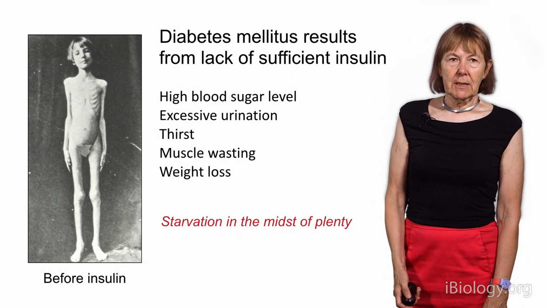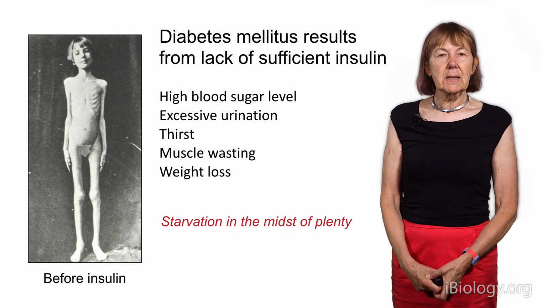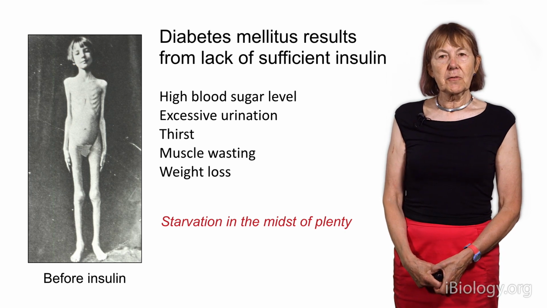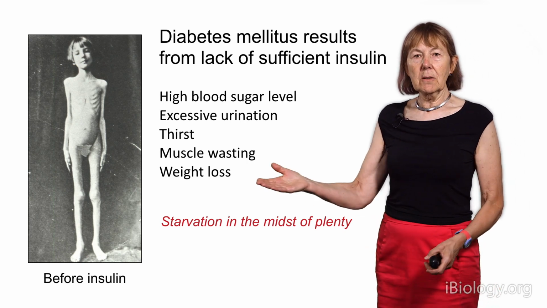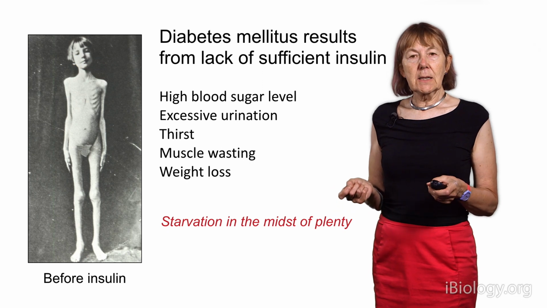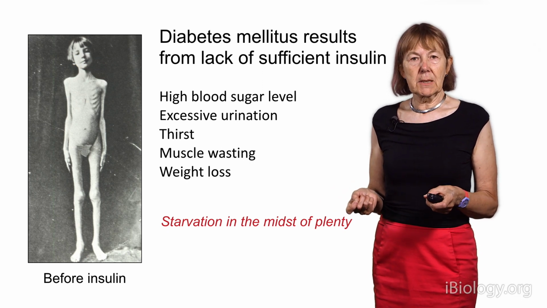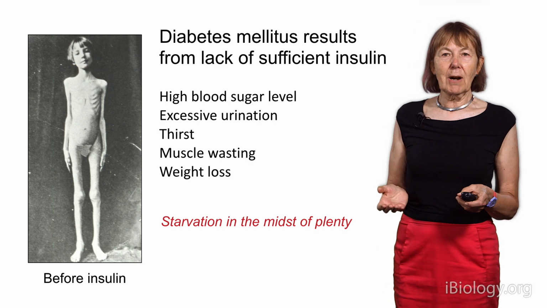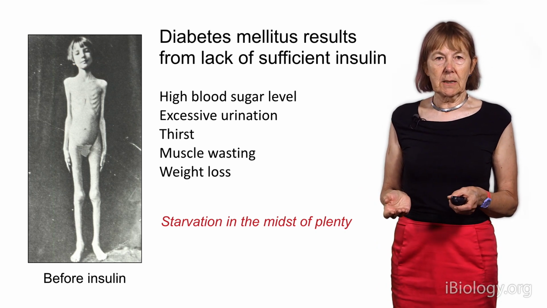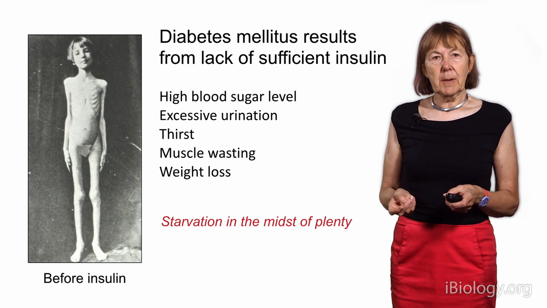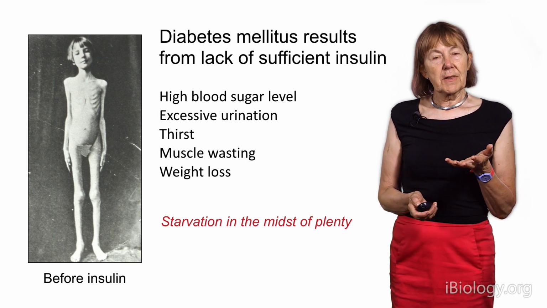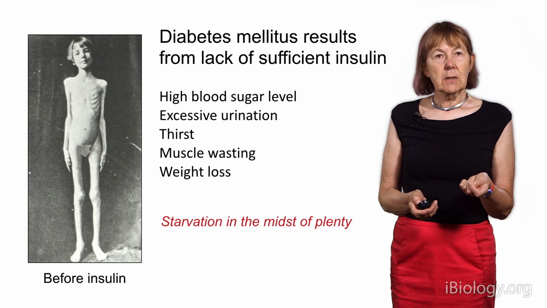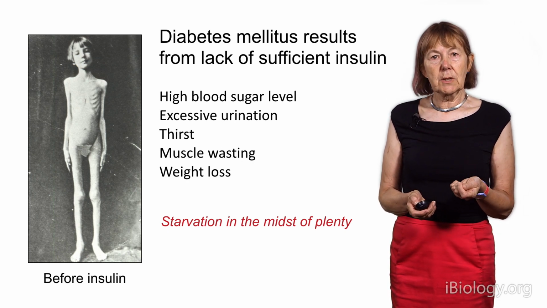Diabetes is a very serious disease. Prior to the availability of insulin, patients developed very high blood sugar levels that led to excessive urination and thirst. They also suffered muscle wasting and weight loss because insulin is required for glucose to be taken up by muscle and fat. Hence, diabetes has been described as starvation in the midst of plenty. It was almost invariably fatal. Prior to the availability of insulin, patients were kept on a starvation diet in order to keep them alive.